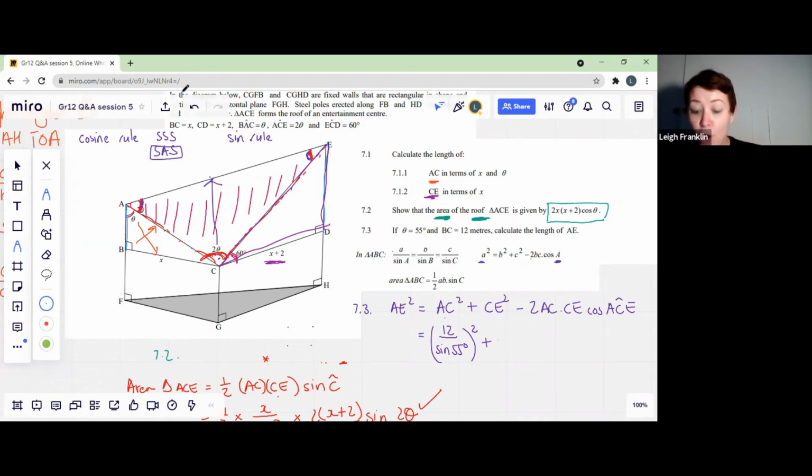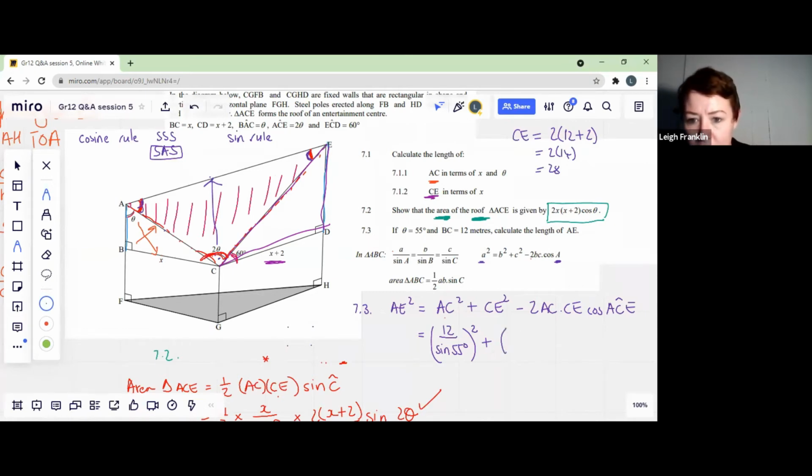I hope so. Okay, then recall side CE was 2 times x plus 2 or 2x plus 4. Right, so we need to work out the length of CE. You can do that separately. We can do it in one go. It really doesn't matter. So if we want to work out how long CE is, it was 2 times x, and x was equal to 12, plus 2 like that. Okay, so that means it's 2 times 14, which means that CE would be equal to 28.